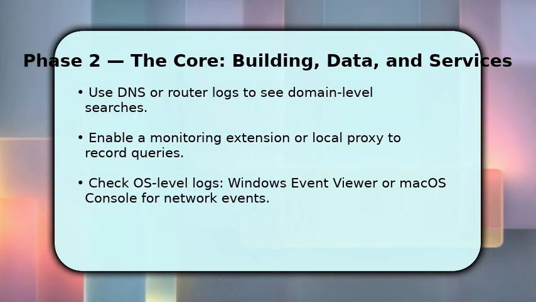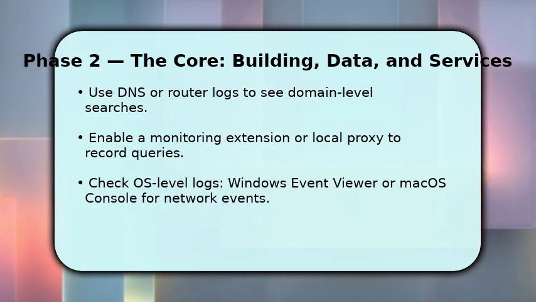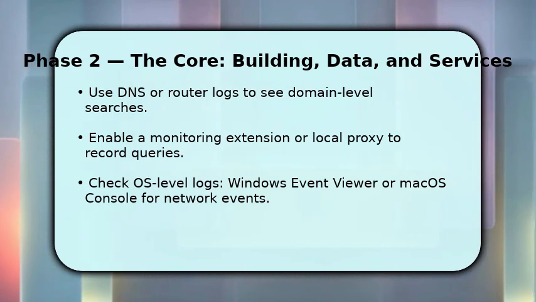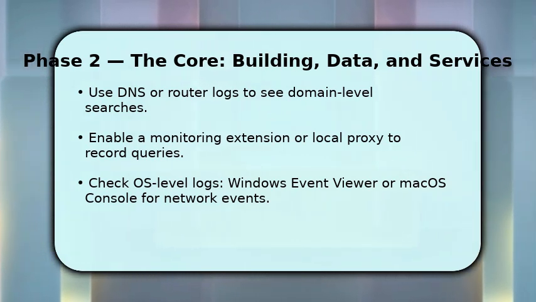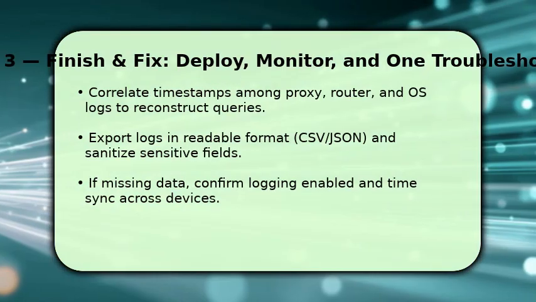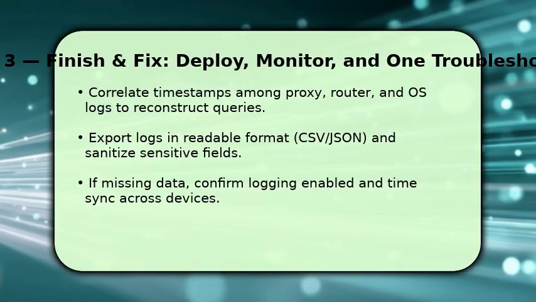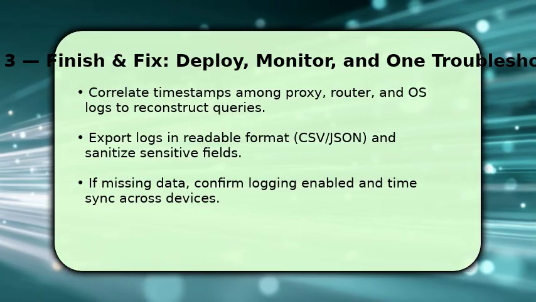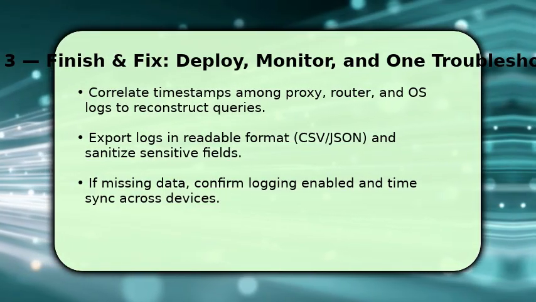Make sure to check router or DNS logs for domain lookups and review OS network logs. These will show which search engines or sites were contacted, even when browser history is private. Finish by correlating timestamps across proxy, router, and system logs to reconstruct incognito searches. This gives you site-level and often query-level insight.